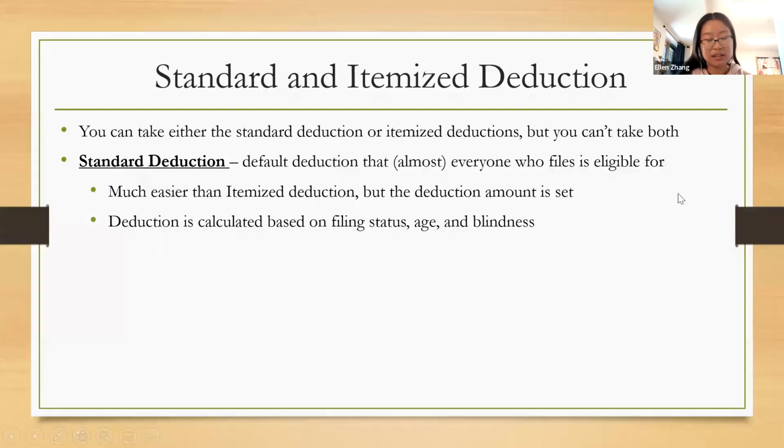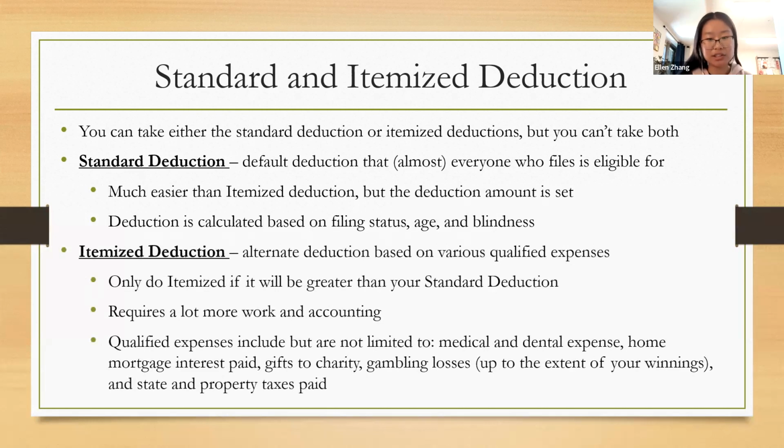Now, if you decide you don't want to do the standard deduction, the other option is itemized deductions. And this deduction is based on combining various qualified expenses throughout the year. And you would only do itemized deductions if it turns out to be greater than your standard deduction. Because how itemized deductions work is there's this whole list of qualified expenses, including but not limited to medical, dental expenses, home mortgage interest paid, gifts to charity, gambling losses, etc. And you add up all of those expenses, and all of that combined would be your deduction.